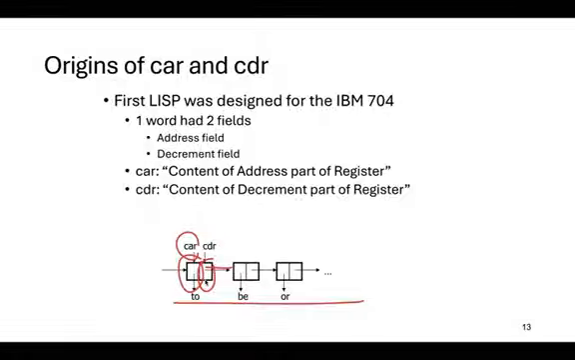So think about it in terms of a linked list. This is the data or the value part, and this is the next part. So cdr is holding the next part, and car is holding the value or the data inside our node from our linked list. Now, in the IBM 704, this is called the register. So the content of the address part of the register and the content of the decrement part of the register, that's basically the abbreviation for that. So keep that in mind when we're working with car and cdr.